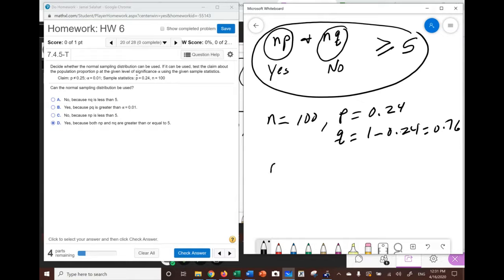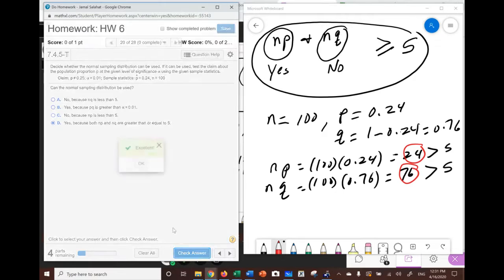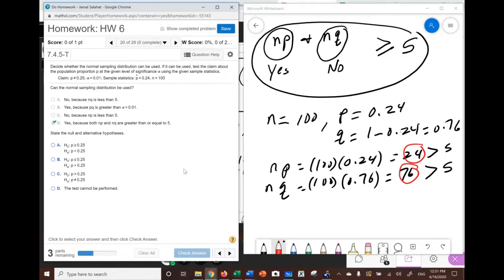So when we take NP, we take 100 times 0.24, which is 24, which is greater than 5. When we take NQ, which is 100 times 0.76, which is 76, which is greater than 5. So in other words, in this problem, the number of people who said yes is 24, and the number of people who said no is 76, and as a result, they are both greater than or equal to 5. Now, let's check our answer and go to the second part of the problem.